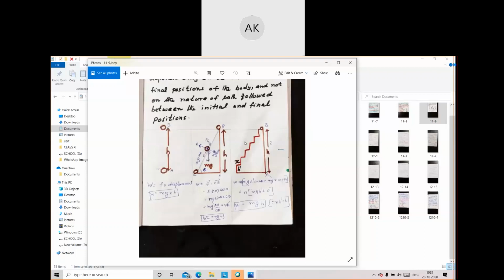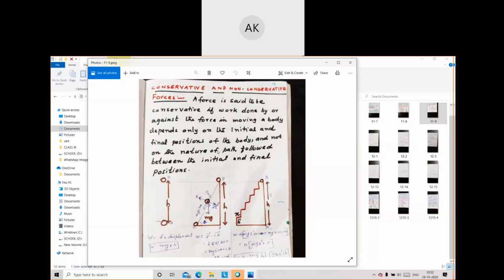And such a force is known as a conservative force. Here, we are doing this work against the gravitational force. So, gravitational force is a conservative force. Electrostatic force is a conservative force. So, how will you define a conservative force? You can see the definition here.